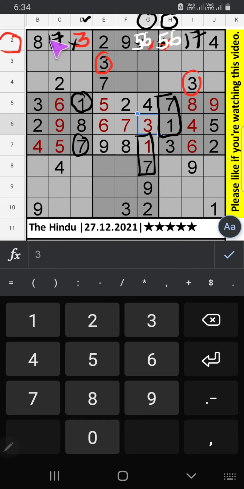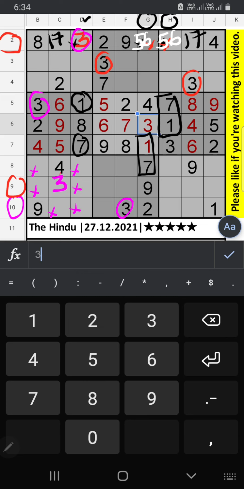We have 3 in this cell. Also in column D we have 3. Can't come in these cells. Also in the 10th row we have 3. Can't come in this cell. Then 3 will come here.